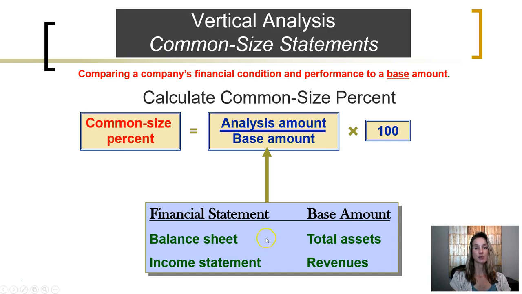A common size percent is to take the analysis amount, or the line item we are analyzing, and divide by the base amount. The base amount in the balance sheet will be total assets, and in the income statement, the base amount will be revenues. When we calculate this and multiply it by 100, we calculate a common size percent.